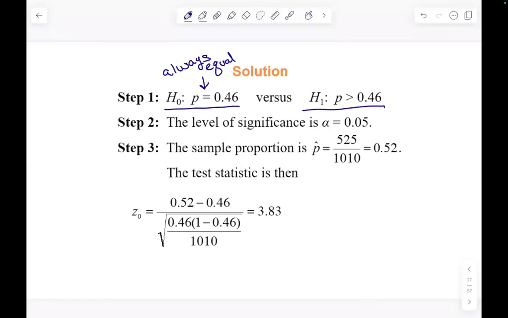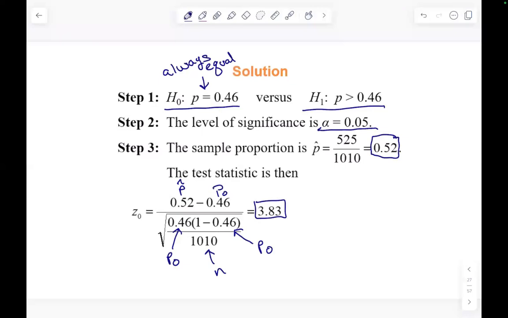Okay. So the level of significance is my alpha. Alpha is 0.05. The sample proportion or P hat is 0.52. So this is what we're going to use for P hat. So I'm going to calculate the test statistic. So the test statistic, this is P hat, and this is P naught, and then we have P naught and P naught. And then this is N. So we have a Z-score of 3.83.